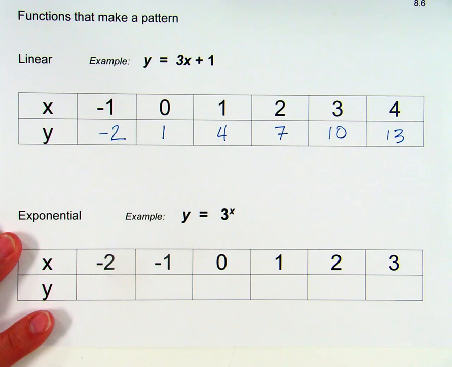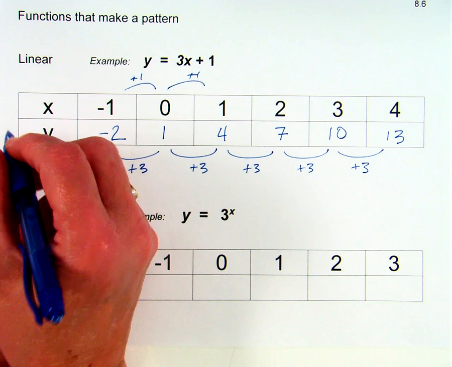As we look at that, we remember back from our previous lessons in linear functions that we could look and see that each time it's adding 3. That's the pattern. At the same time that we're adding 3 to the output, we're also adding 1 to each of the inputs.